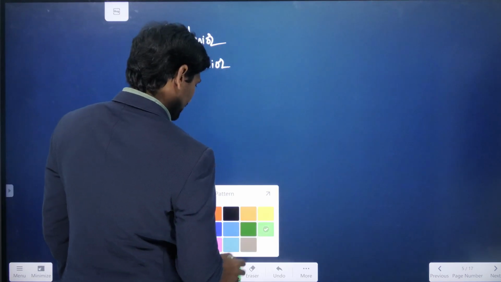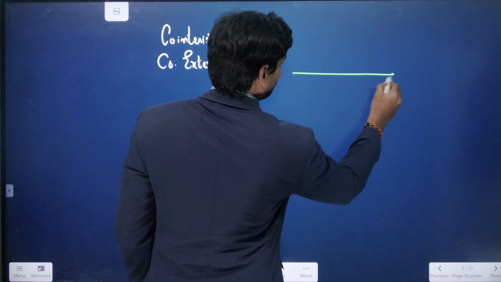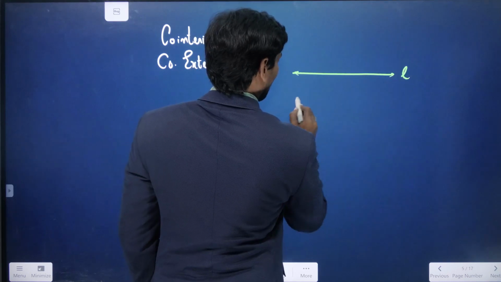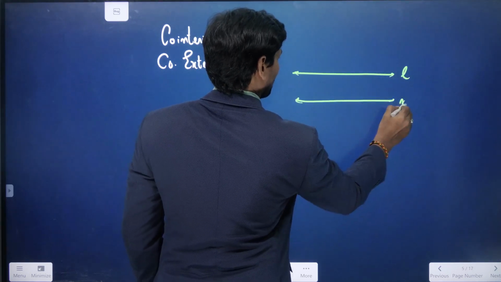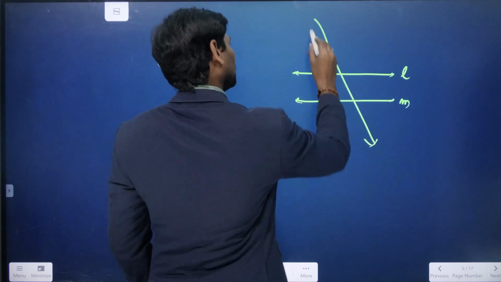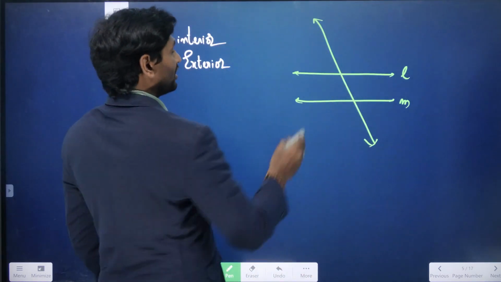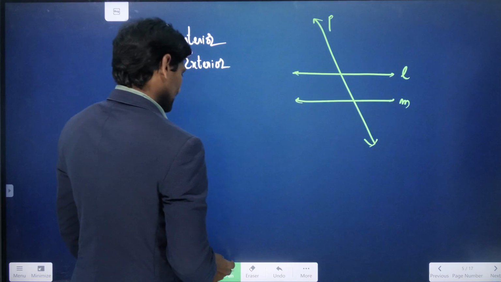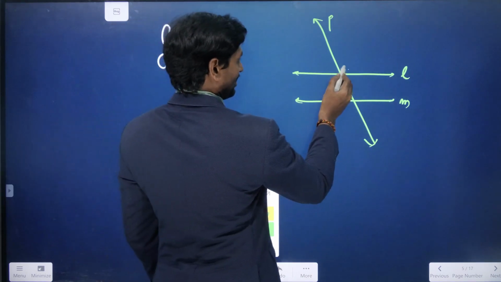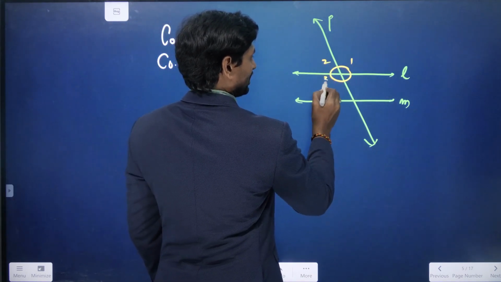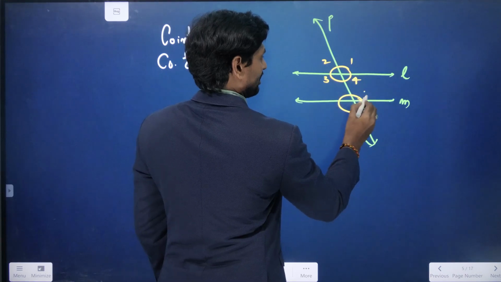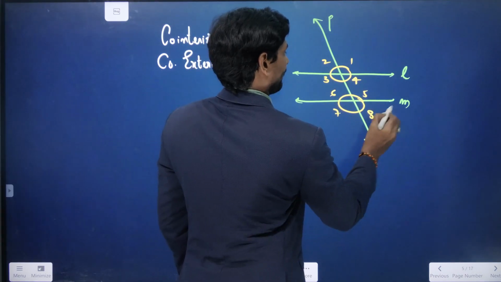Yeah, let us see the diagram here again. Same diagram I am taking. So L and M are parallel lines, or they can also be non-parallel lines. P is a transversal, and there is a formation of 4 angles here: 1, 2, 3, 4 and 5, 6, 7, 8.